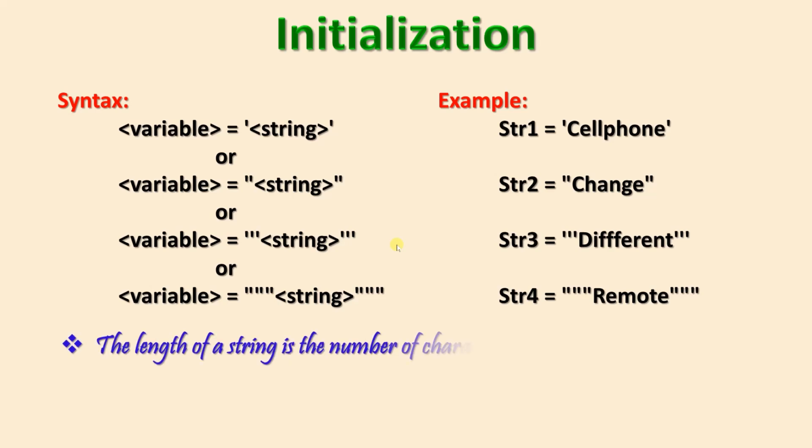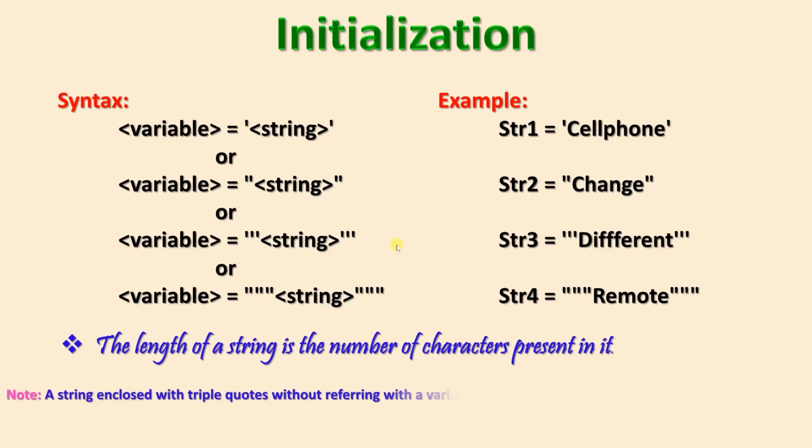The length of the string is the number of characters present in it. For example, the length of str1 is 9, which is 'cell phone' here. Note, a string enclosed with triple quotes without referring to a variable in the program is considered a comment line or comment lines. Hence, it will not be taken as programming code and interpreted.